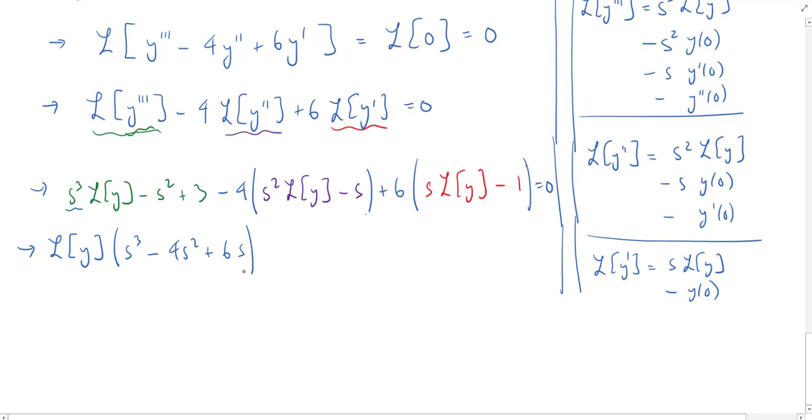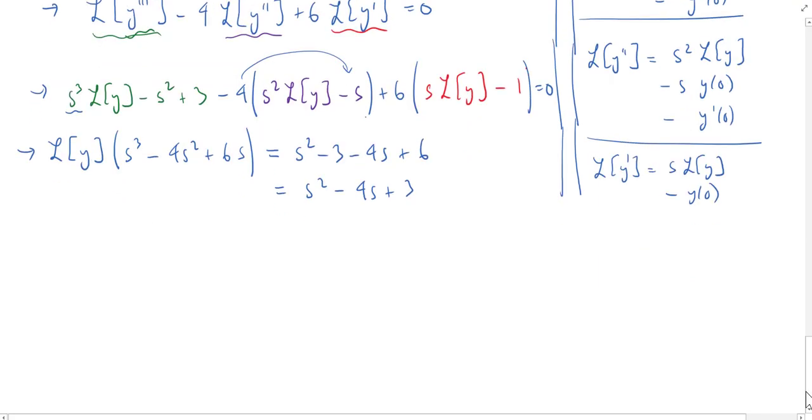Now, what about the terms that aren't L of y? We want to put those all on the other side of the equality. We have a negative s squared. We move that over, and it becomes a positive s squared. We have a plus 3, which becomes a minus 3. Remember, we have to distribute: negative 4 times negative s is positive 4s. Move it over, it becomes minus 4s. Then we have 6 times negative 1, that's negative 6. Move it over, it becomes positive 6. And so we can simplify the negative 3 and the 6, and we get s squared minus 4s plus 3.